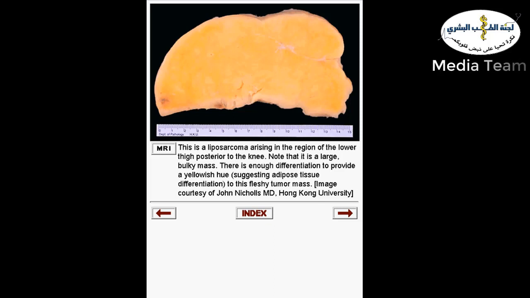We have different grades of differentiation: well differentiated, moderately, and poorly differentiated. And sometimes we even have de-differentiated liposarcoma. When it's de-differentiated, you can hardly tell that this is a liposarcoma.